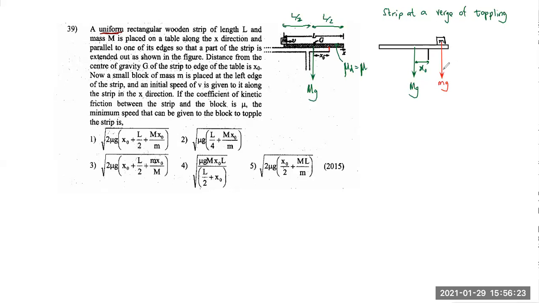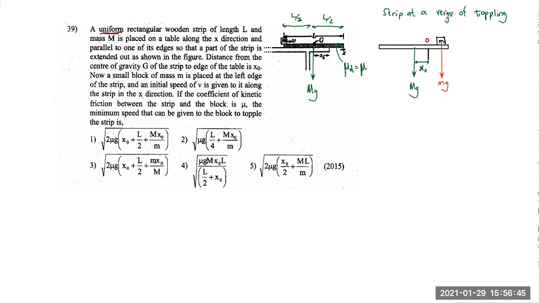The clockwise movement about this point, I'll take that point as O. About O, if the clockwise moment is larger than the anti-clockwise moment, that is when the strip is going to topple. You have to understand that. That's when the strip is going to topple.